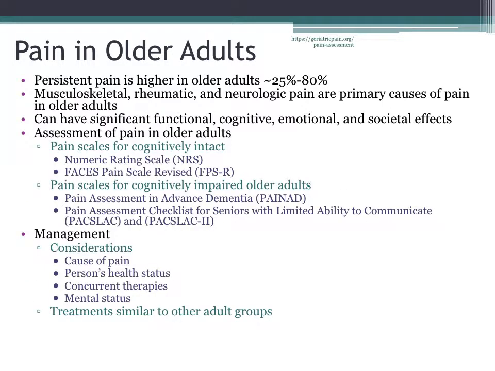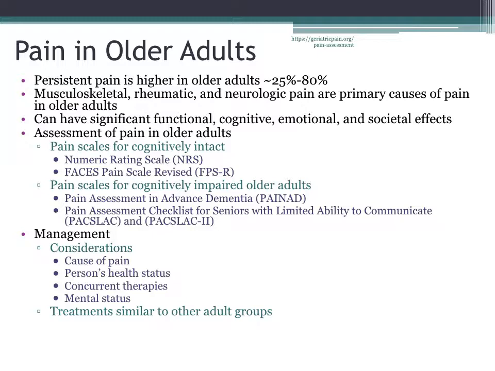Conversely, we have similar type problems, but on a different level for older adults. Persistent pain or chronic pain is much higher in older adults. They estimate somewhere between 25 to 80% of older adults are having chronic pain. Musculoskeletal, rheumatic, and neurologic pain are primary causes of pain in older adults. It can have a significant functional, cognitive, emotional, and societal effect when somebody is in pain all the time.